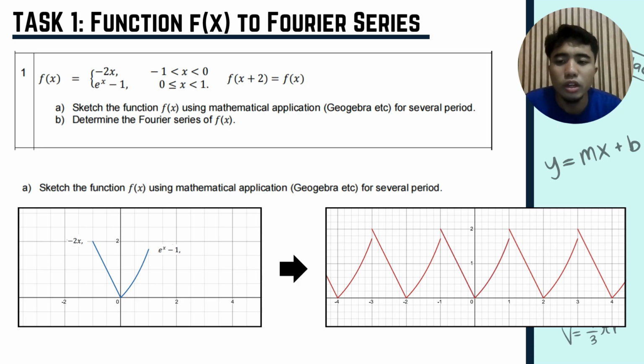So here we are going to sketch the function, and we get first the linear line, which is a straight line, and also the exponential curve. So when we convert it to the periodic form, it shows how the V-like pattern repeats every two units along the x-axis to create the wave shown in the second graph of the image.